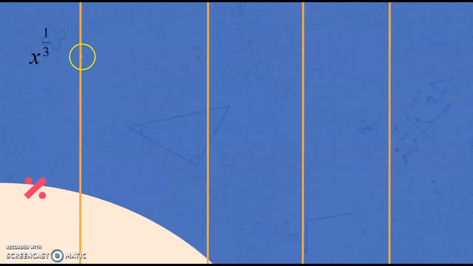So first example, we have x to the power of 1/3. Here, first we're going to transform the first 5 items to radicals, from rational exponent to radical. So this is our root, right? Remember, this is our root and this is our power.